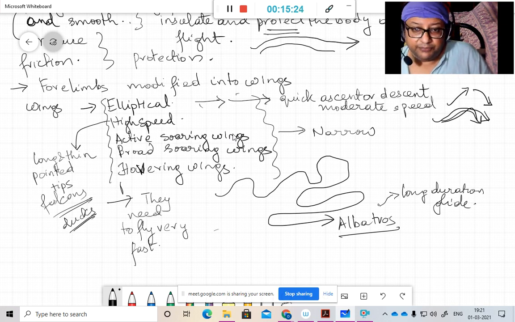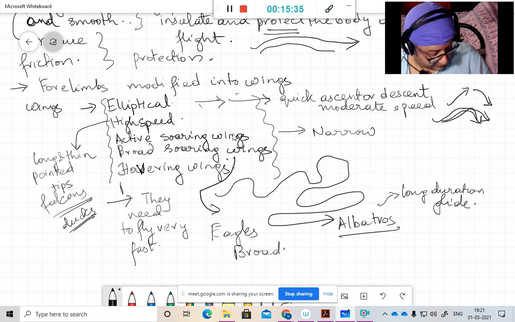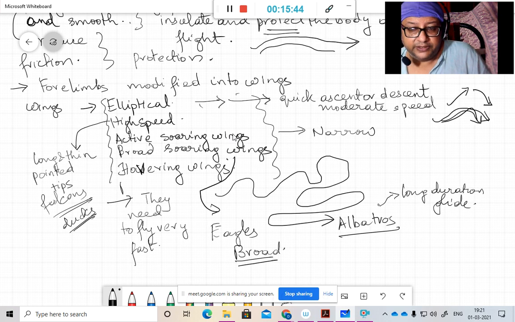Then you have the wings of eagles. They are broad. So these broad wings of eagles, they have to glide for a long time to catch their prey.